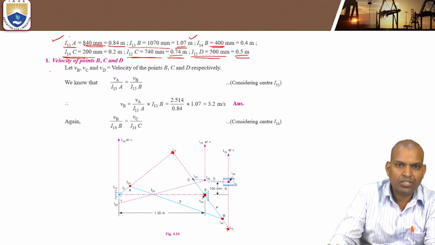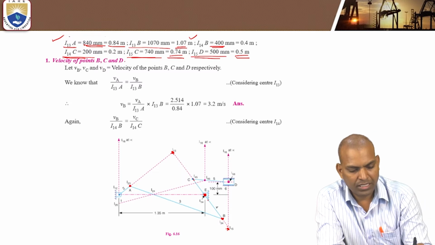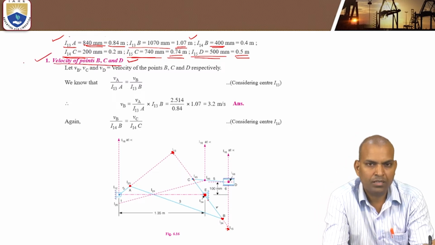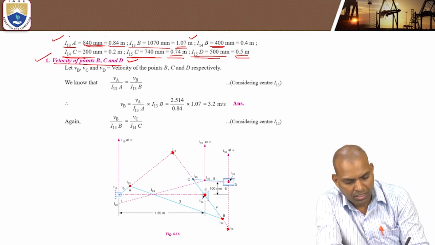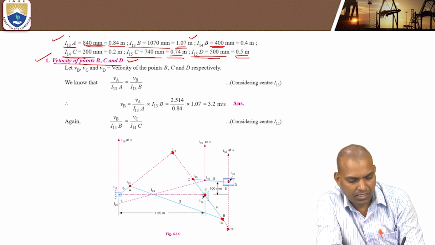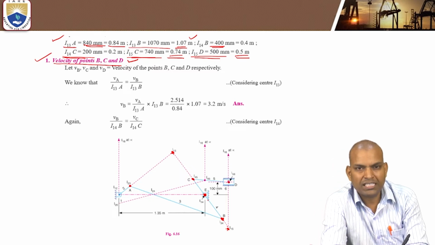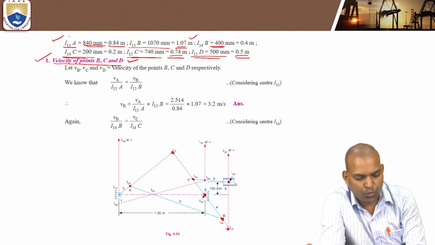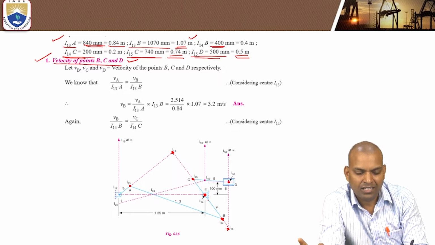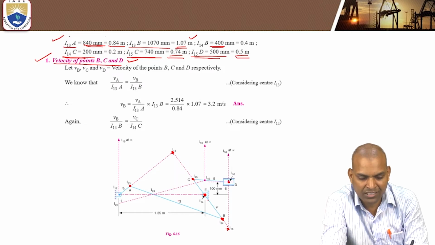Now we want velocities of points B, C and D. This is point B, this is point C and this is point D. Point B is combined with the AB link, that is link 3. Link 3, where it is rotating, what is the eye center for link 3?